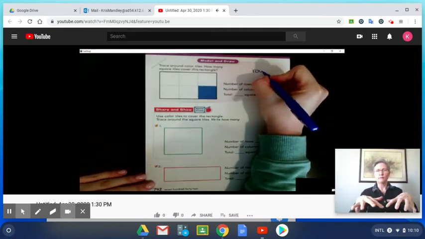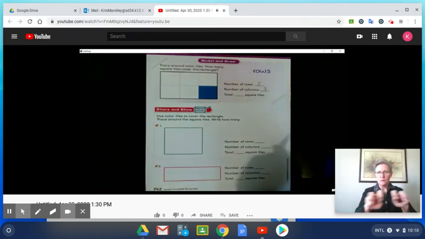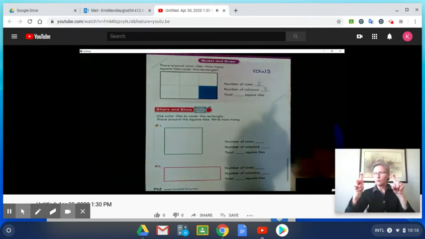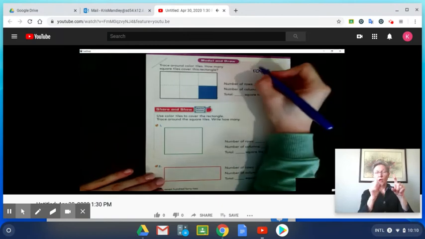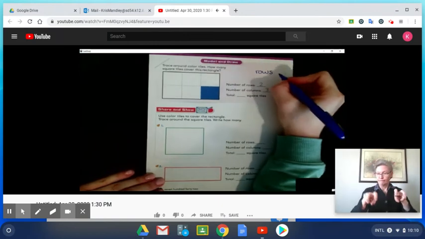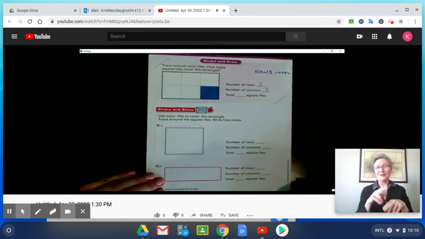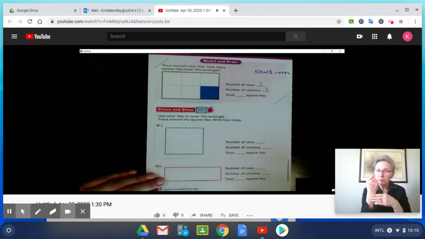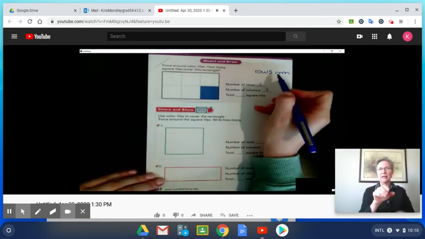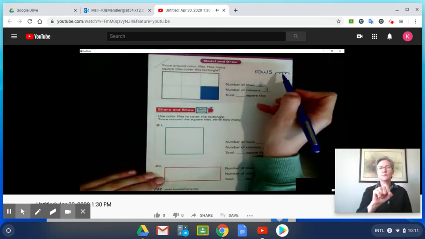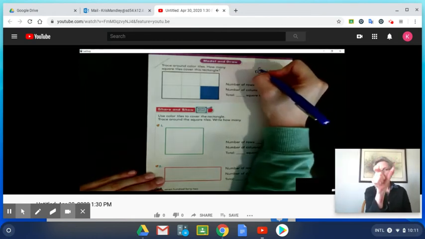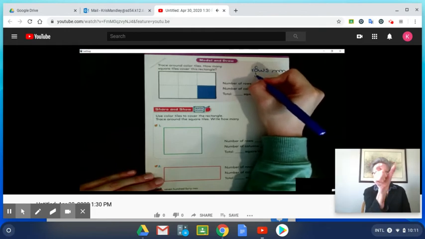I'm going to write the word rows. Okay? Thinking about a movie theater, I know that people sit in rows like this. So we're pretending those are the chairs. Okay? There's another way for us to understand what the difference between rows and columns are. If I know rows go this way, columns go the other way. So the way I'm going to show you is if I write column, it goes like this.